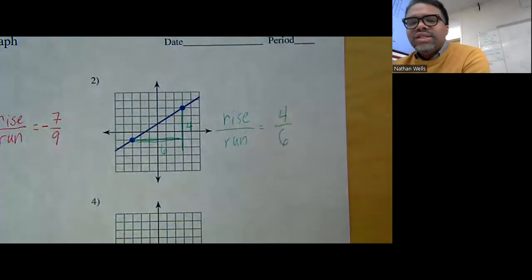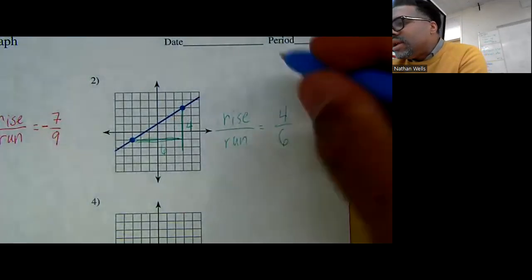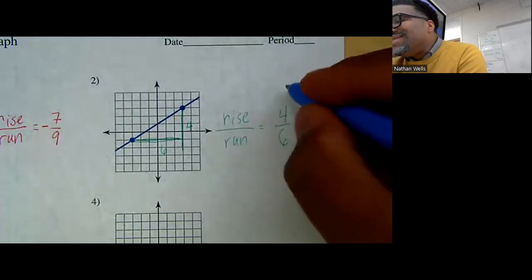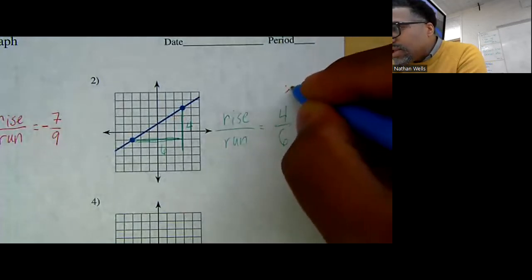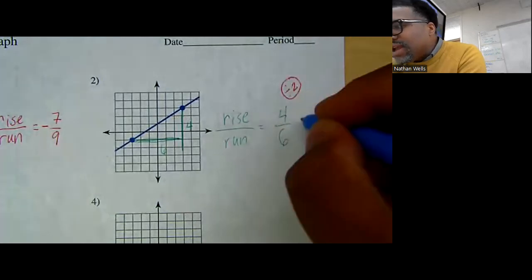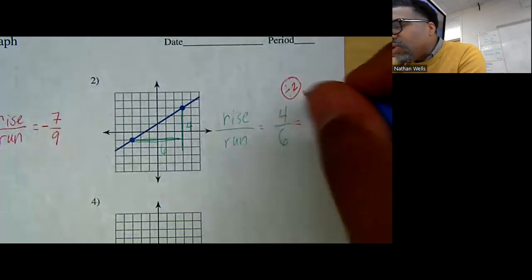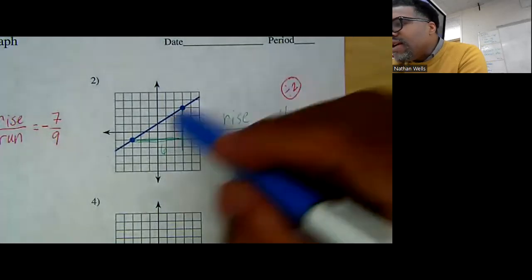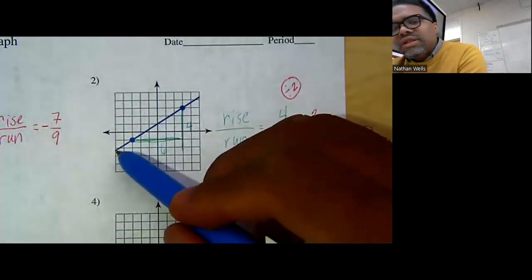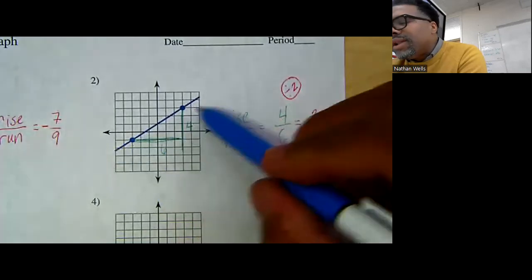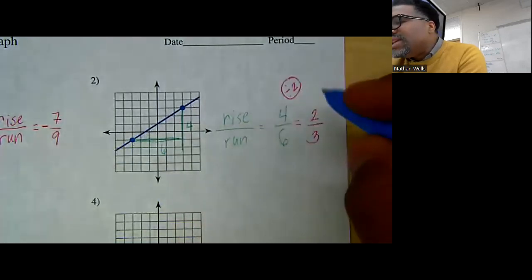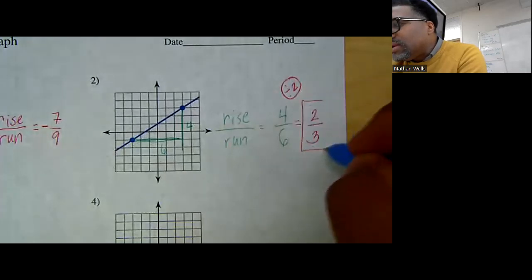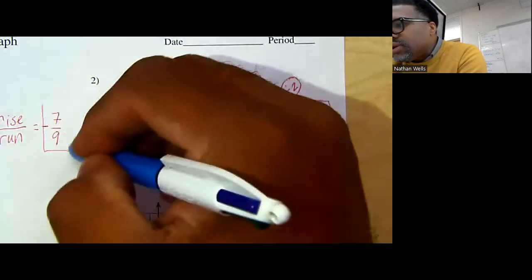But what I noticed, these are both even numbers, and you have to express slope in simplest form. So since they're both even, I know that they can be divided by 2. 4 divided by 2 is 2. 6 divided by 2 is 3. I see that my graph is rising from left to right, so it is positive. Therefore, my slope is 2/3.